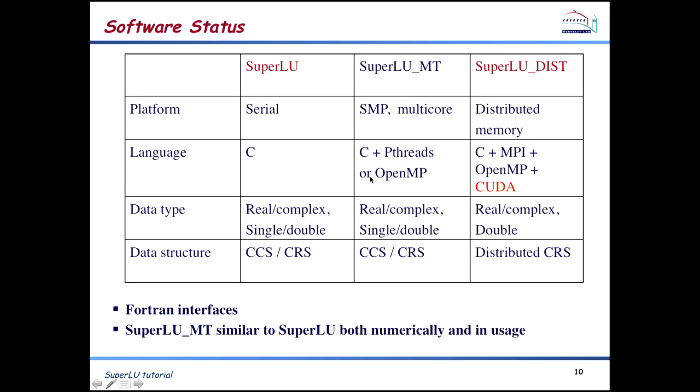The library has three different branches. One is purely sequential. The other is purely multi-core shared memory. And the last one is distributed memory. So now for the distributed memory, we have C plus MPI plus OpenMP to take advantage of each node having many cores. And also CUDA to enable access to NVIDIA GPUs. And in the future, this CUDA could be replaced by OpenCL or some other standard language library to access the other GPU cards.